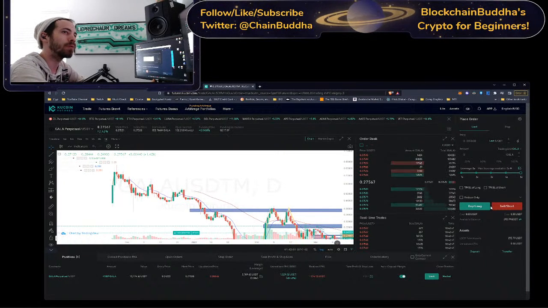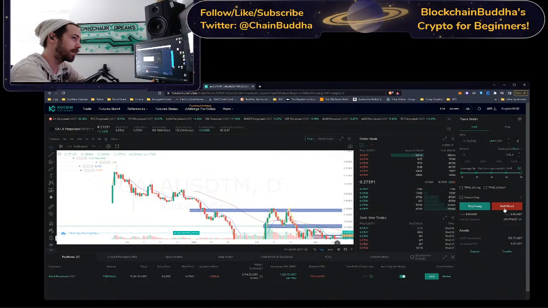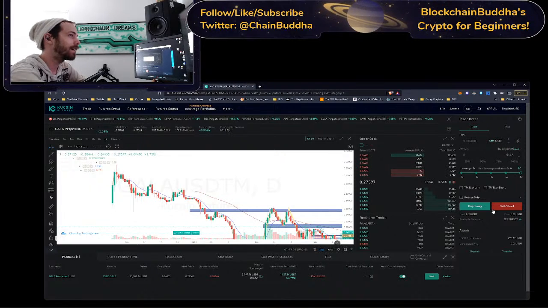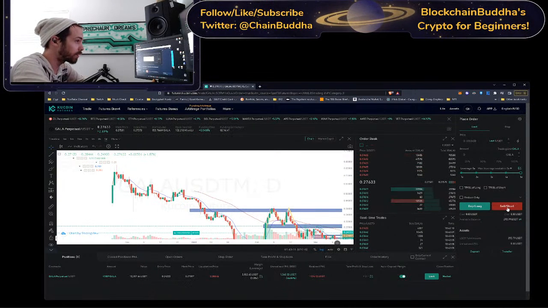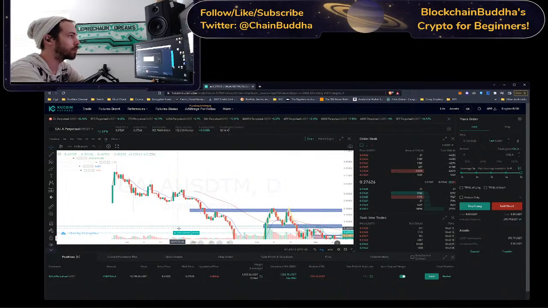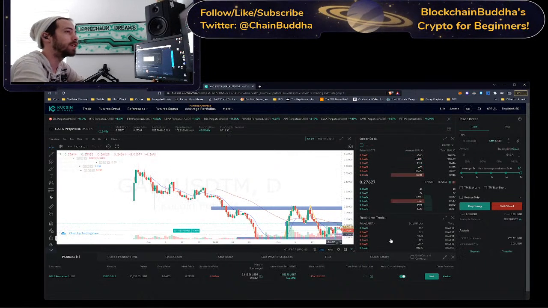Okay, so if you look to the right here, you'll see buy a long, sell a short. These buttons will enter you into a trade. You can enter into a long, which is you betting price will go up, or you can enter into a short where you're betting price will go down. It's just that simple.